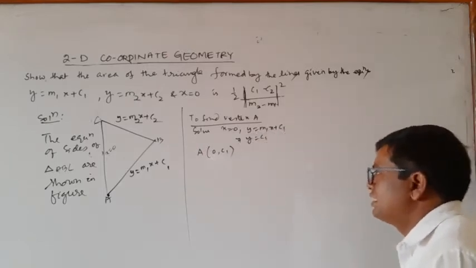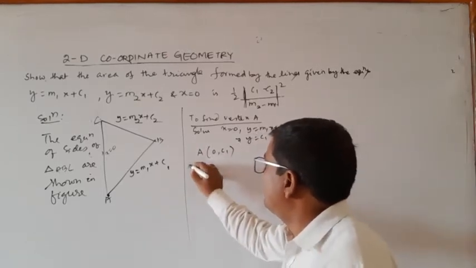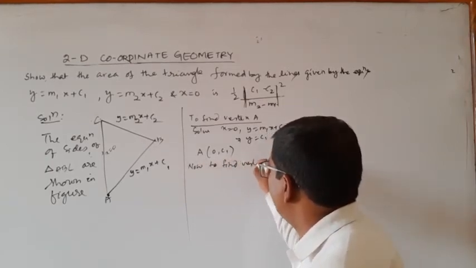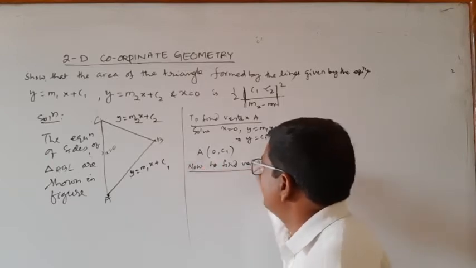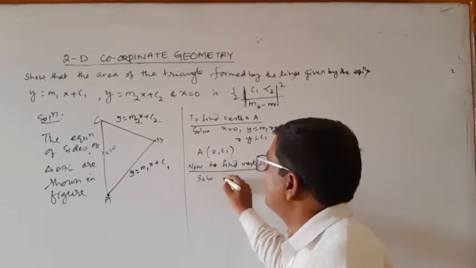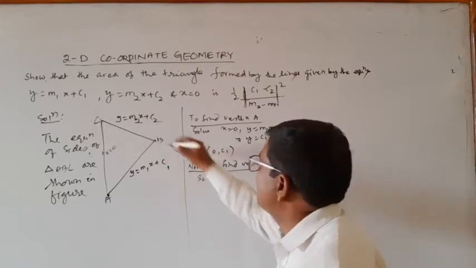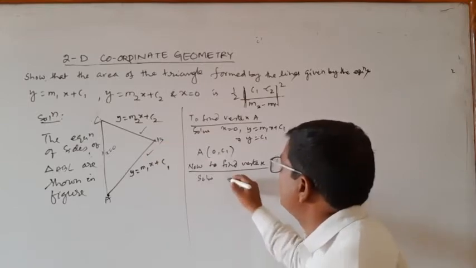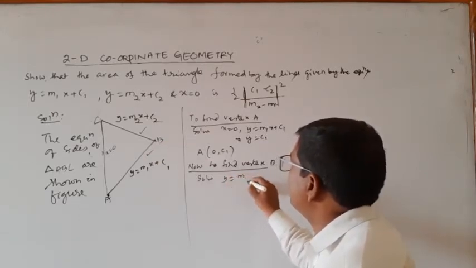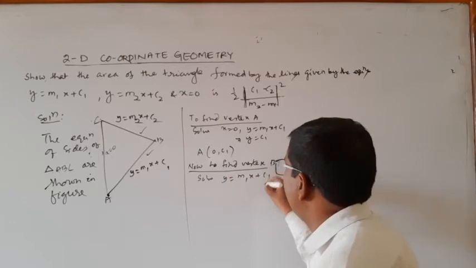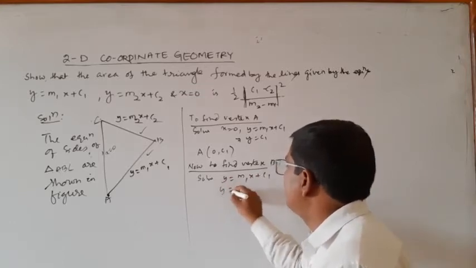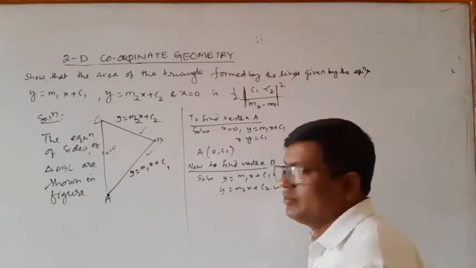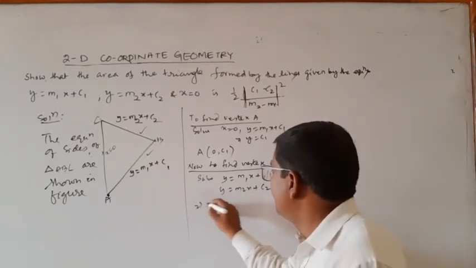Now to find vertex B, solve this side and this side. So y is equal to m1x plus c1 and y is equal to m2x plus c2. Now the left sides are the same, so we can write here y.